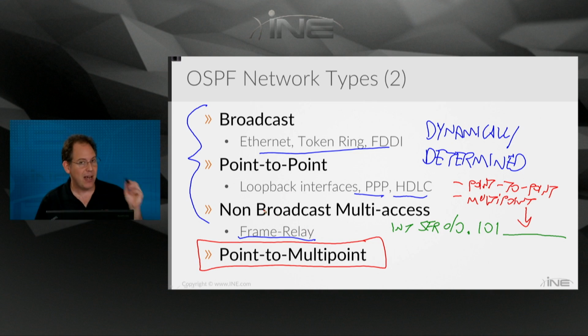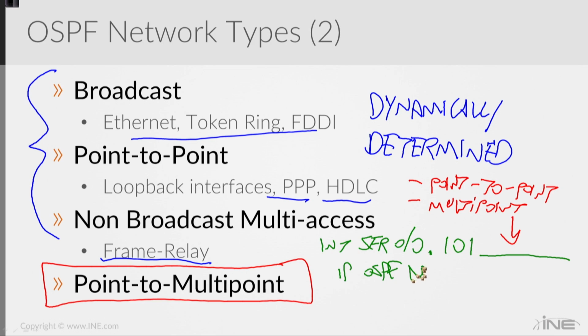So if I want to say, oh no, you're point-to-multipoint, I have to actually write in here, I have to say IP OSPF network, I'm going to write down here because I'm running out of room, point-to-multipoint. I actually have to type that in under my sub-interface. And now OSPF has been told explicitly what kind of a network it is.